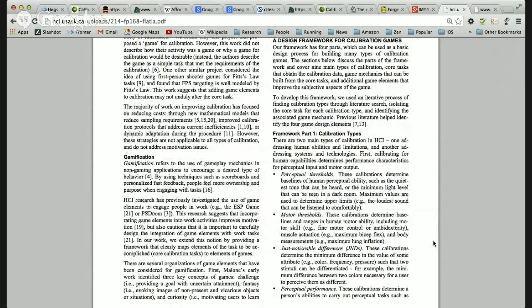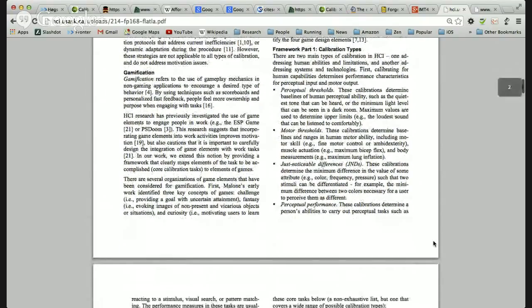So the design framework is a four-part framework, and it's, like I said, done by identifying the core task for each of the nine main types of calibration, and then finding the associated game mechanic that can be used. So part one is identifying calibration types, and there's two main types of calibration, one for addressing human abilities and limitations, and then one for measuring technology alone.